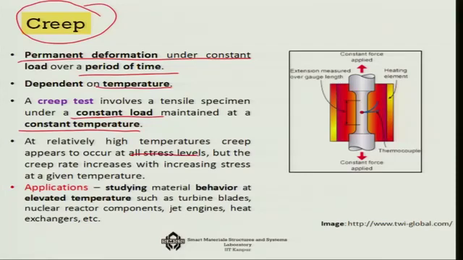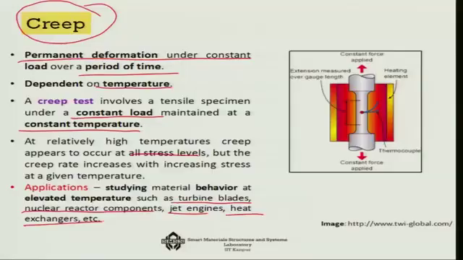Now, this is a very important test, because its application is there in terms of, suppose, turbine blades which work at a very high temperature level, or nuclear reactor components, jet engines, heat exchangers. So, those applications where there is a stress or mechanical loading at elevated temperature, creep is a must. Okay. So, that is the importance of the creep test.